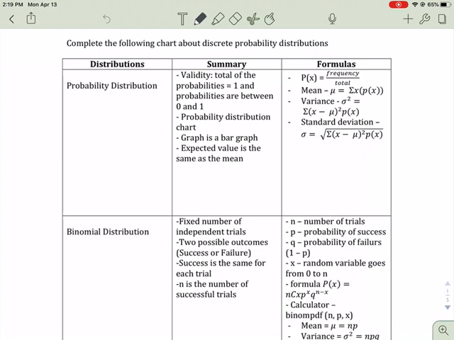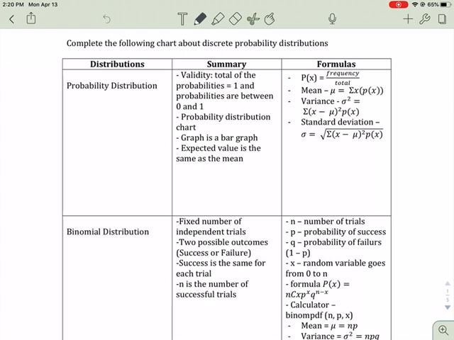Okay, so the first one was the original probability distribution. Think of this one as covering all the different distributions, not just the ones we did, but there are more out there. This is the big umbrella. The criteria are that the total of the probabilities had to equal 1, and the probabilities had to be between 0 and 1. We created a P of X, or probability distribution chart. Our graph was a bar graph. And when we talked about expected value, that meant the mean.